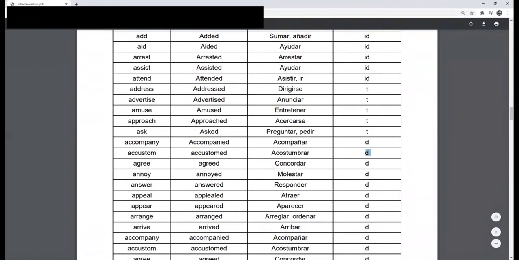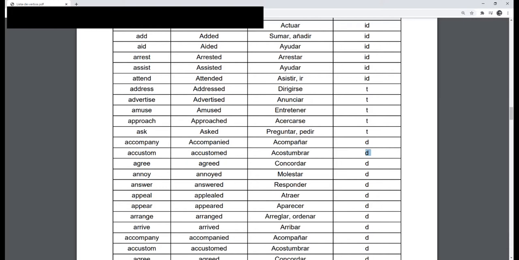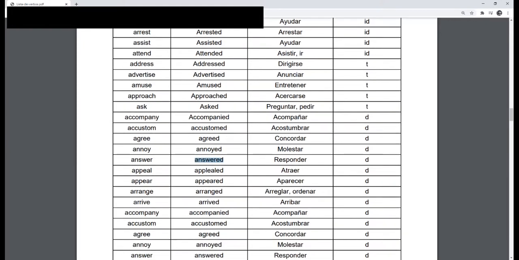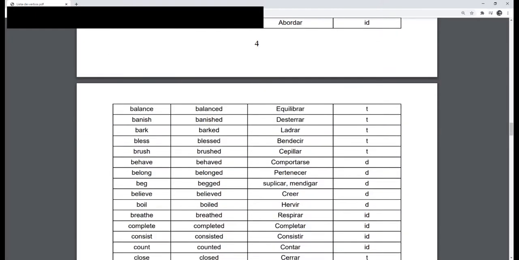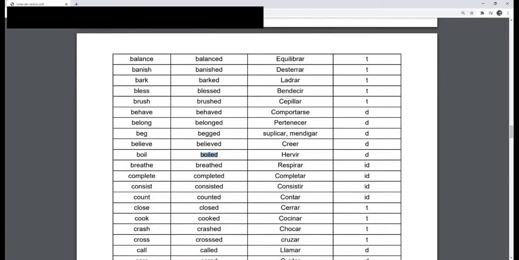So, you say address, addressed. I addressed the problem to her. I asked. Asked. Approached. Agreed. Annoyed. Answered. Appeared. Barked. Boiled. Okay, and so on. Got it?